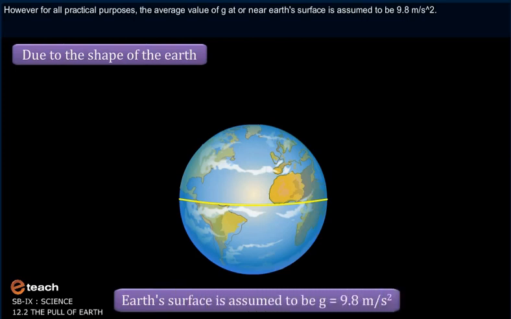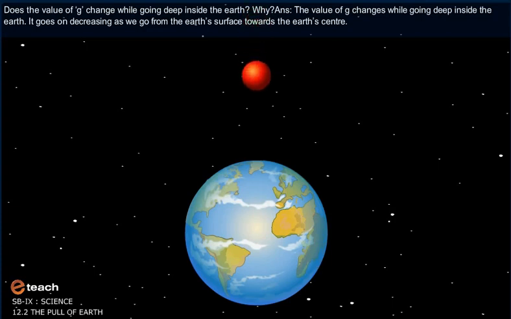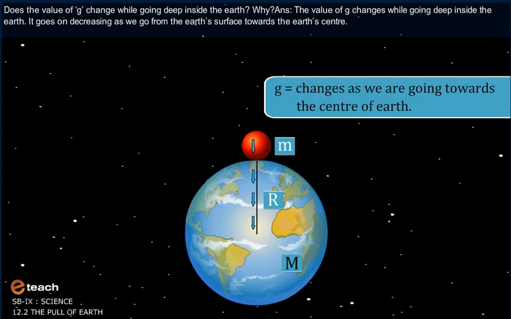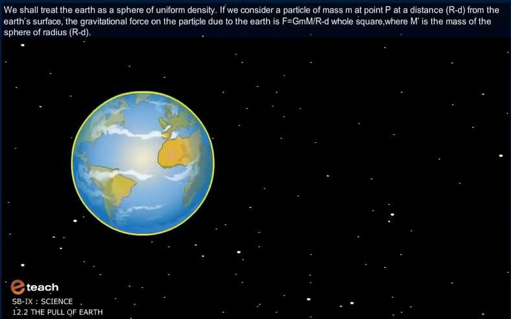m/s². Does the value of g change while going deep inside the earth? And why? The value of g changes while going deep inside the earth. It goes on decreasing as we go from the earth's surface toward the earth's center. We shall treat the earth as a sphere of uniform density.